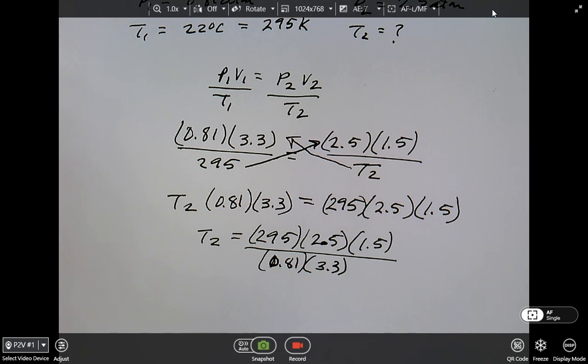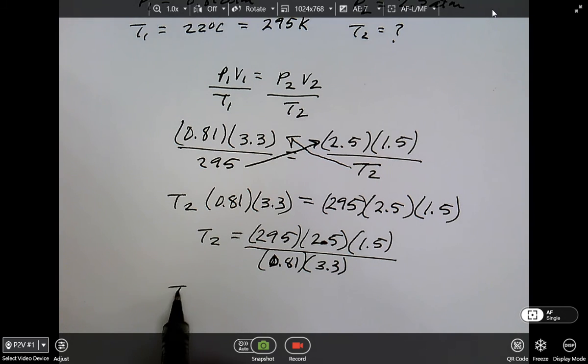Now, if you're having any trouble with your math or anything like that, please get some help from your teacher in class, see your math teacher, see your chemistry teacher, and get a little bit of help with that. So you multiply the top, divide by each one on the bottom, and your T2 should come out to be about 414 Kelvins.